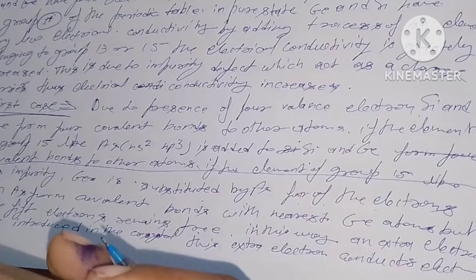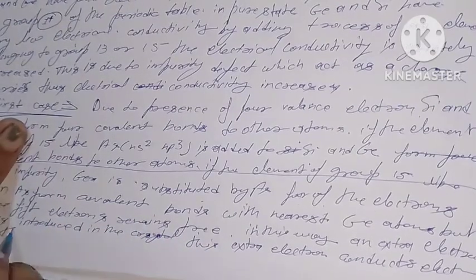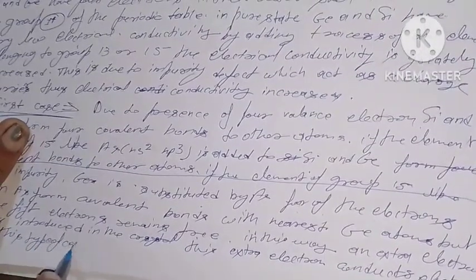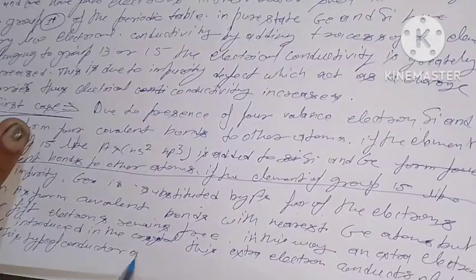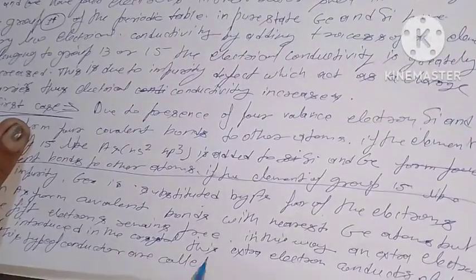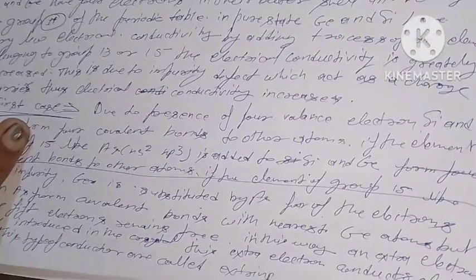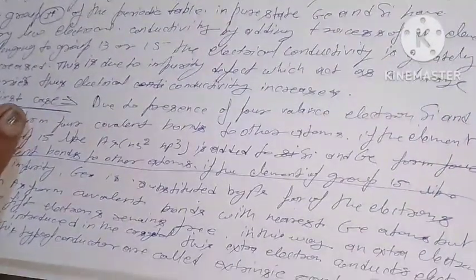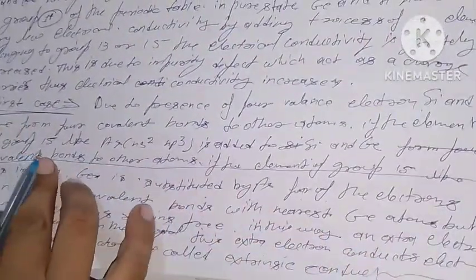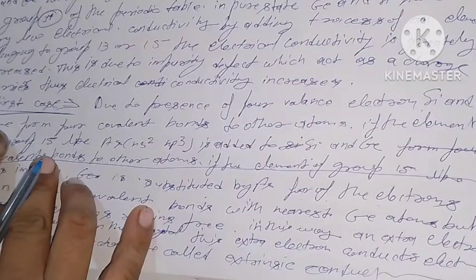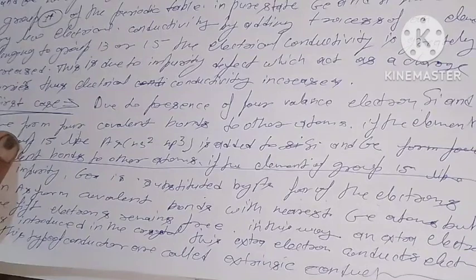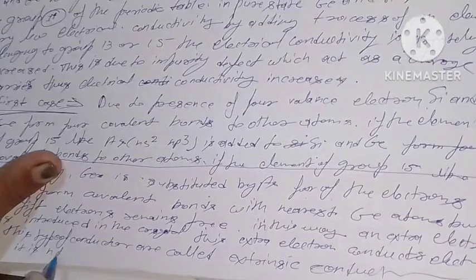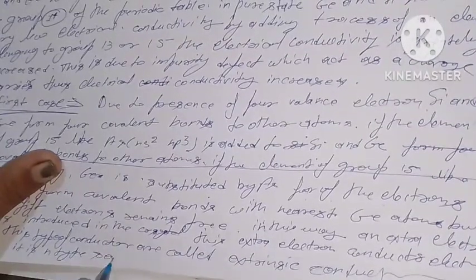This type of conductor is called an extrinsic conductor. Since the current is carried by excess electrons, it is an n-type semiconductor.